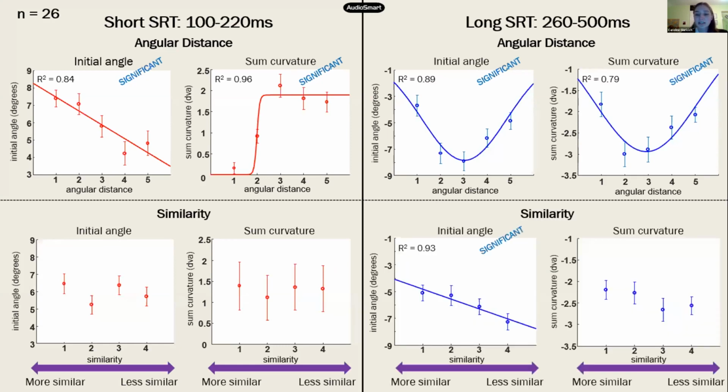But for long, we see an effect on initial angle only, whereas the objects become less similar to each other, the saccade is initially angling more away from the distractor.